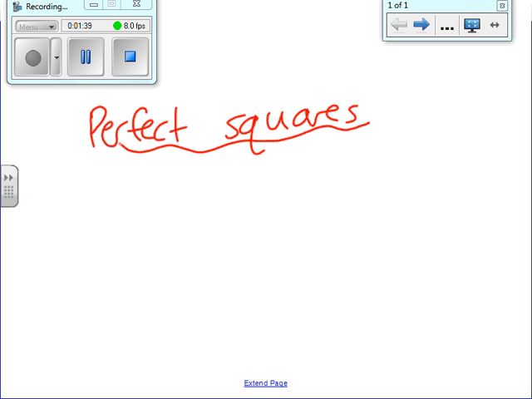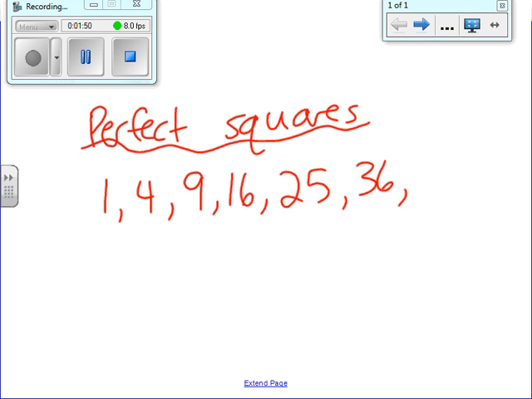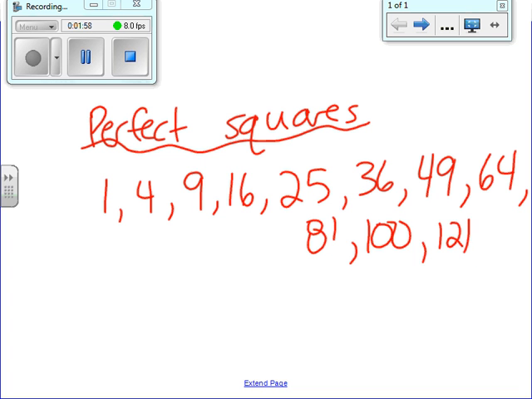So perfect squares, we're going to start out with 1 times 1 is 1, 2 times 2 is 4, 3 times 3 is 9, etc., all the way down. So these are numbers that if I took the square root of them, I would end up with a whole number. And you should know quite a few of them, at least up to 12 times 12, which is 144.